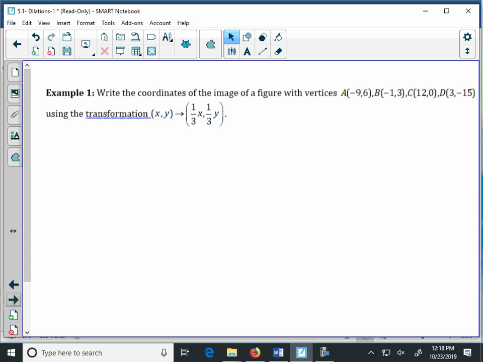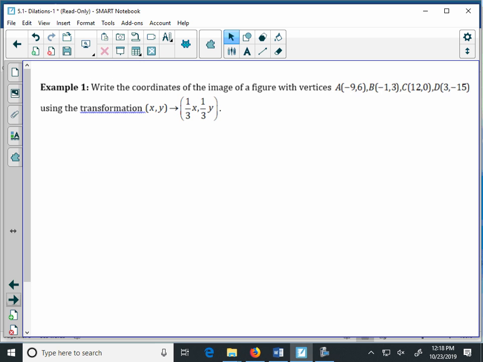So let's do an example. We're going to write the coordinates of the image of a figure with these vertices after we do the following transformation. There's no plus or minus signs. There's just a number in front of the x and the y that's telling me I'm doing a dilation. What did we just say? What is this rule telling us to do? What are we going to do with all our x and y values in our scale factor? We're going to multiply them. So we're just going to multiply all these numbers by the scale factor, which is 1/3.